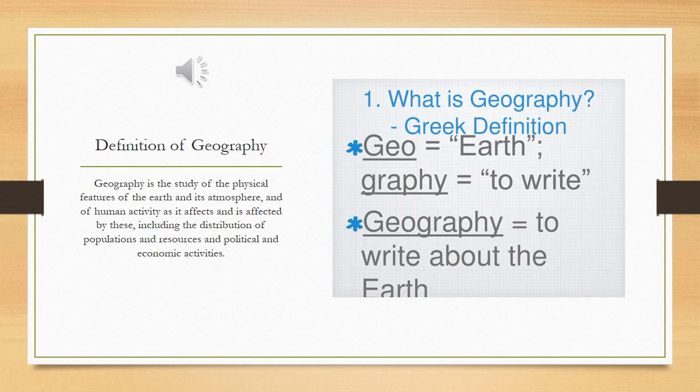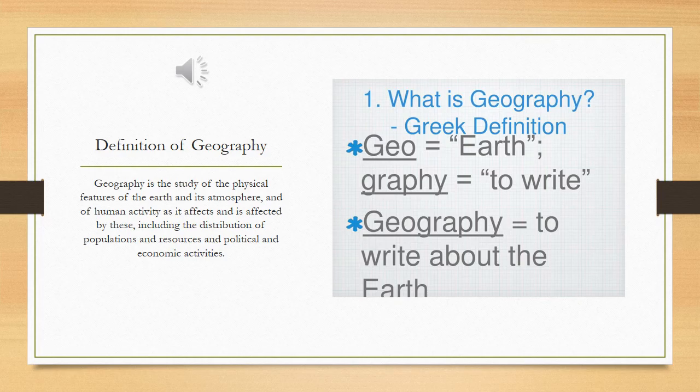So class, the definition of geography. Geography is the study of the physical features of the earth and its atmosphere and of human activity as it affects and is affected by these, including the distribution of populations and resources and political and economical activity.